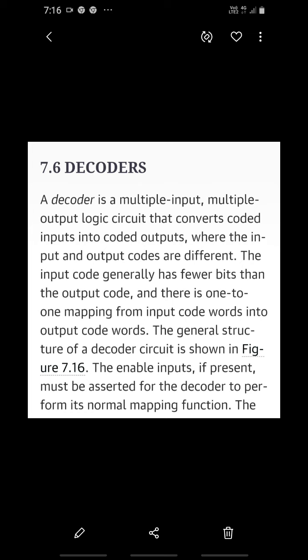The general structure of a decoder circuit is shown in the figure below. The enable inputs, if present, must be asserted for the decoder to perform its normal mapping function.